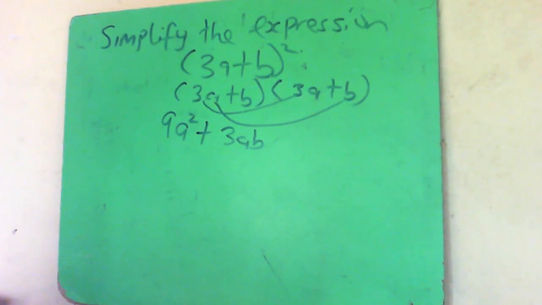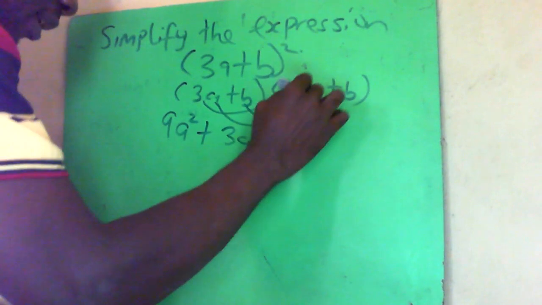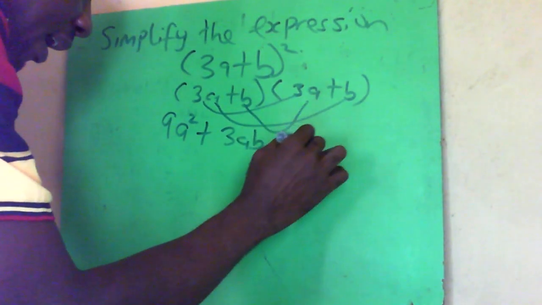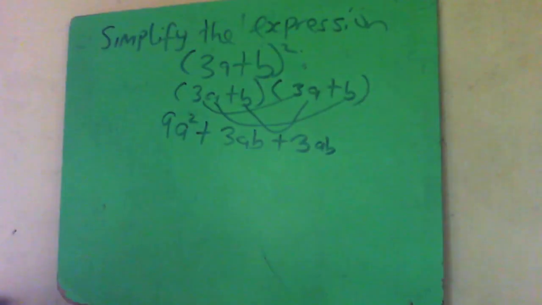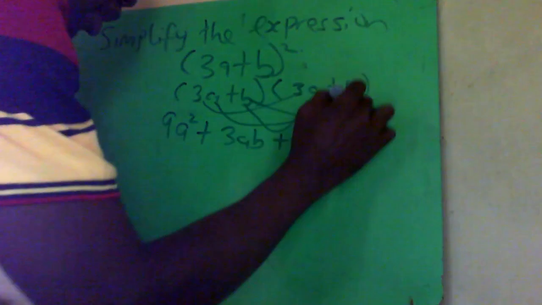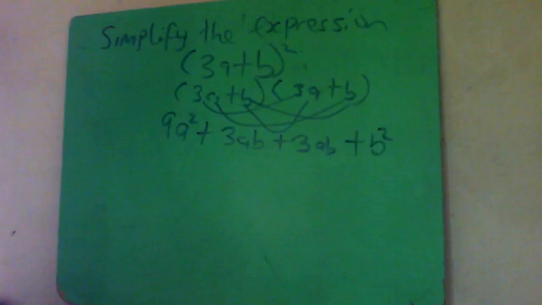Now the next one that we're going to take is plus b times 3a. You multiply this with this, that is plus 3ab. Now the last one is plus b times plus b. Multiply this with this, you have plus b squared. So that's another stage.